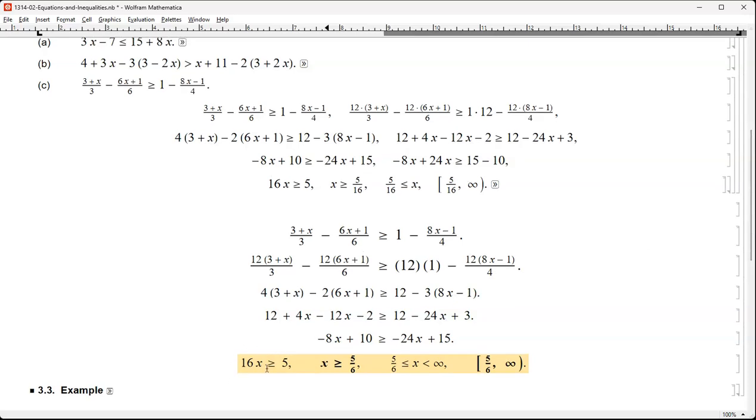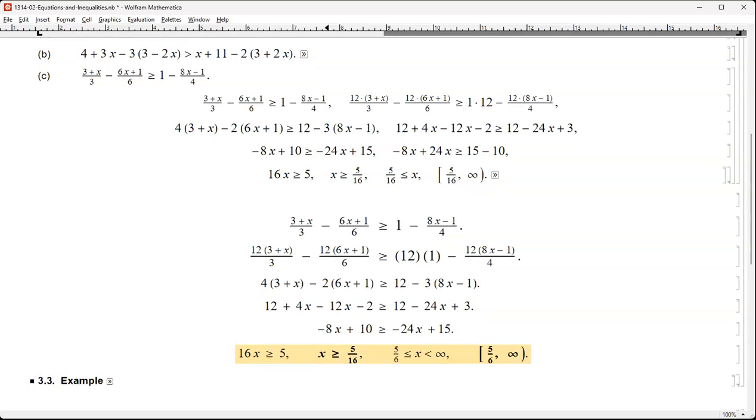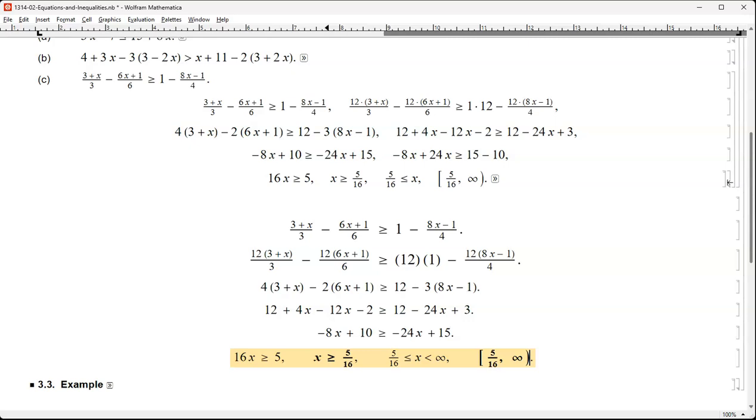So it becomes 16x, divide by 16, and we get 5/16 instead of 5/6. So this becomes 5/16, and that becomes 5/16. Now everything is correct. Of course, we have the correct answer already here, so you can just ignore this part. You can do that too, but whenever you make a mistake, it's a good idea to find it and try to correct it.